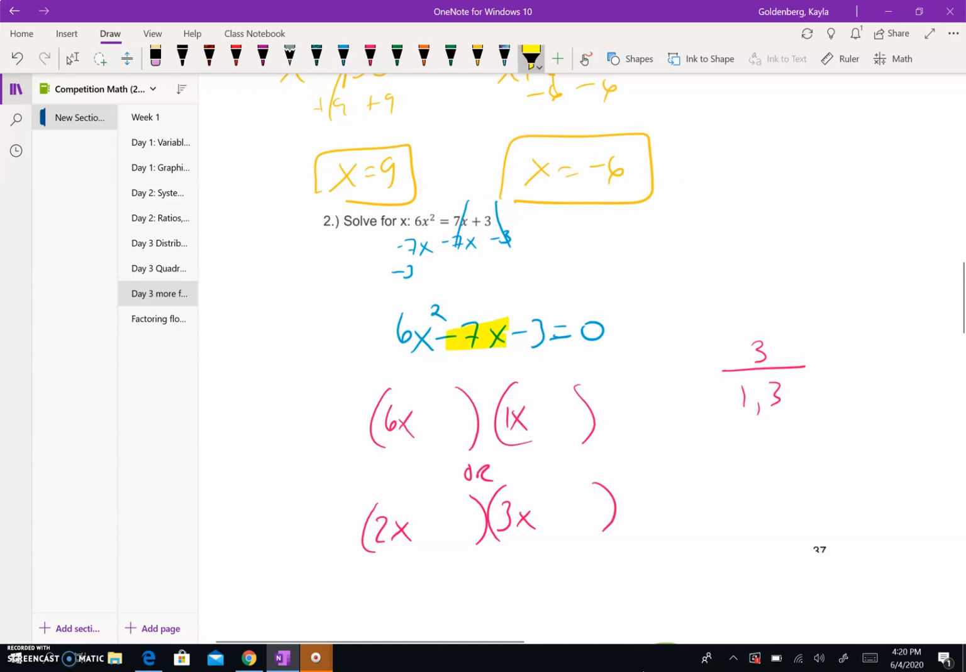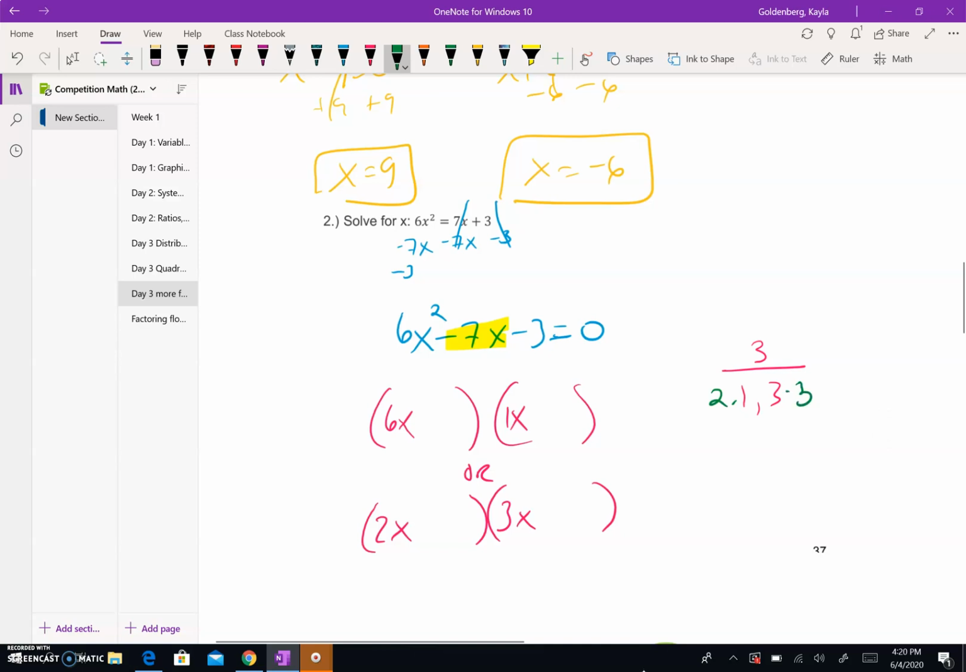So let's think through. I could do a 6. If I did 6, it wouldn't make sense to do 6 times 3. That would be too big. I could do 6 times 1, which is 6. And a 6 and a 3, that can't really get me a 7 by adding or subtracting. So that means I have to do a 2 and a 3.